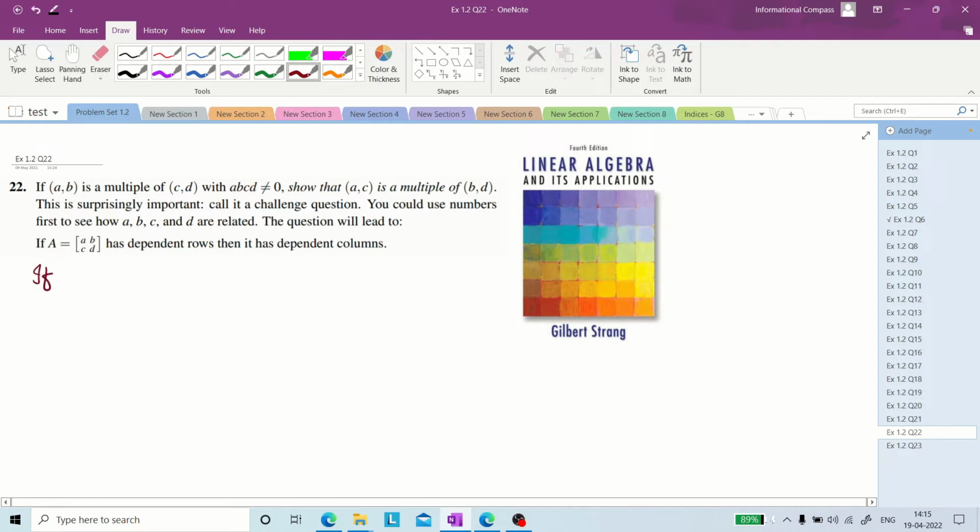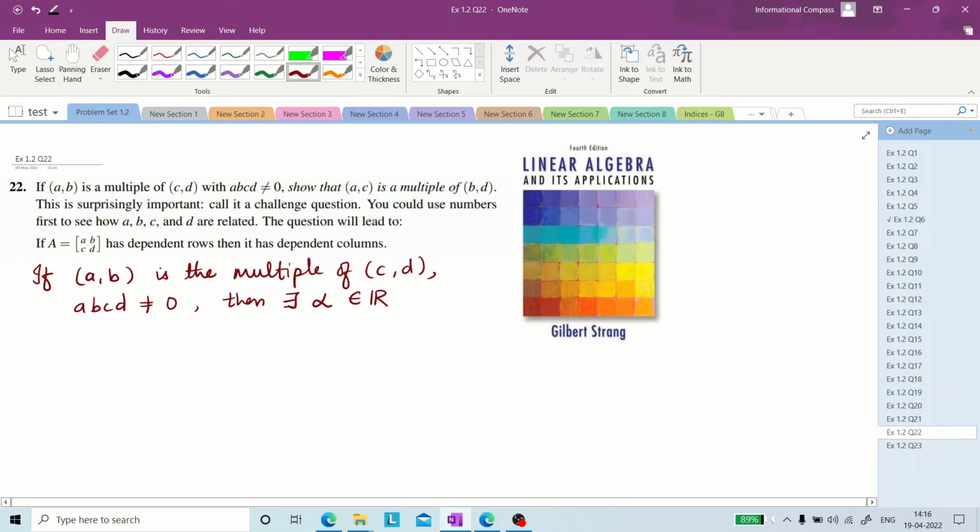Let's start with the first statement. If (A, B) is a multiple of (C, D), where A, B, C, D are not equal to 0, then there exists, this is the symbol for exists, right? There exists alpha belonging to R minus 0 such that (A, B) is equal to alpha (C, D).